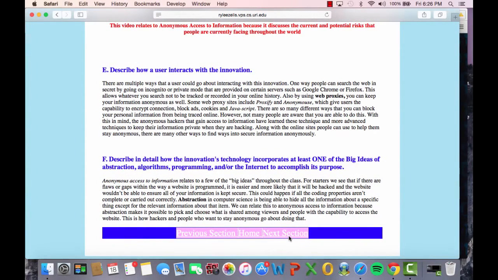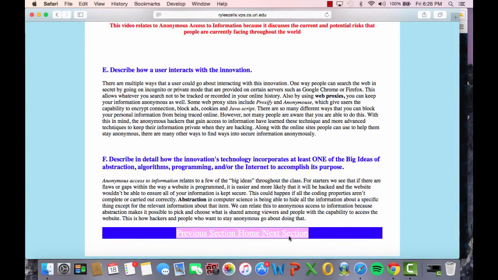F, I had to describe in detail how the innovation's technology incorporates at least one of the big ideas of abstraction, algorithms, programming, and/or the internet to accomplish its purpose. Well, when programming a website, if there are flaws in it, it makes it easier for a hacker to hack into that website. Also, abstraction in computer science, which means being able to hide all the information about a specific thing except for the relevant information, can be related to this topic.